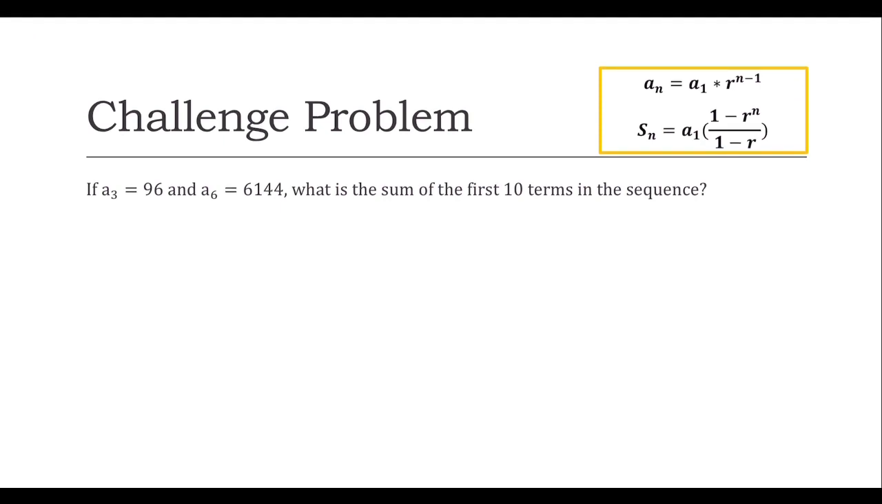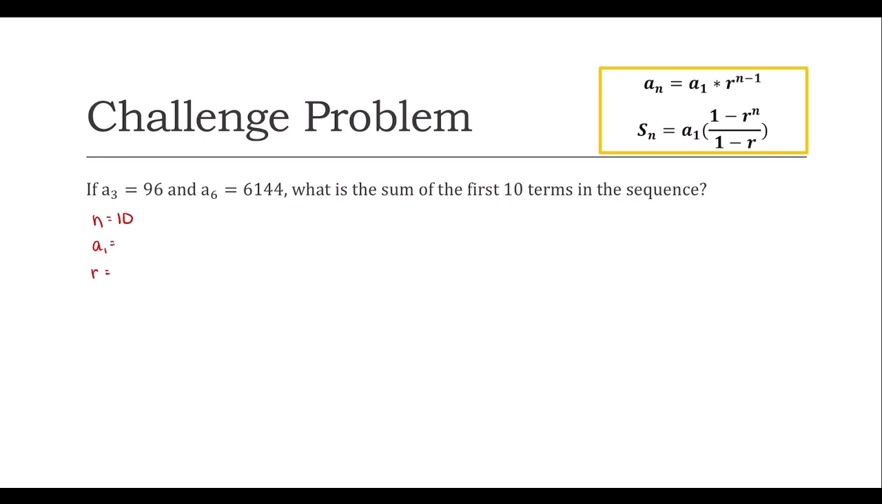Next we have our challenge problem. We have a sub 3 equals 96 and a sub 6 equals 6,144, and we need to find the sum of the first 10 terms in the sequence. So we know that n equals 10, but we don't know a sub 1 and we don't know our rate.